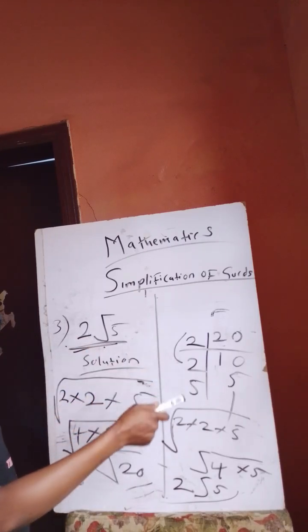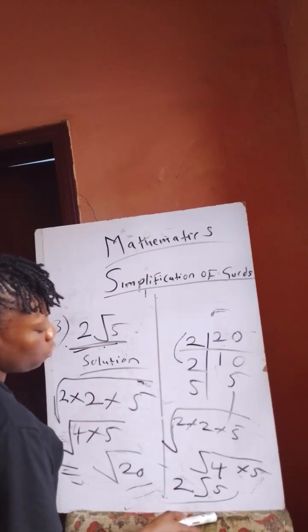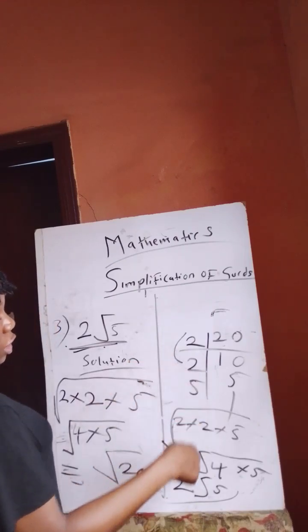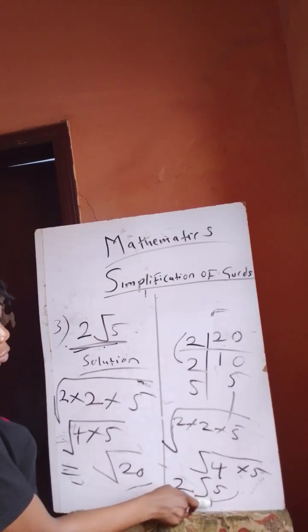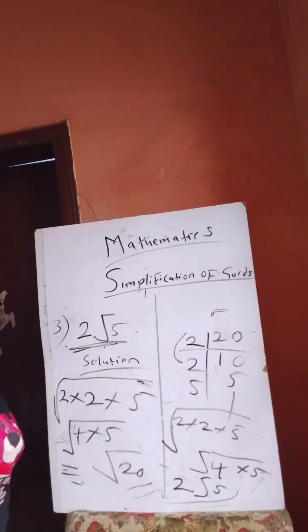So we checked whether our answer is correct. We changed it into a simpler square, and we still arrive at the same answer. That means our answer is correct.